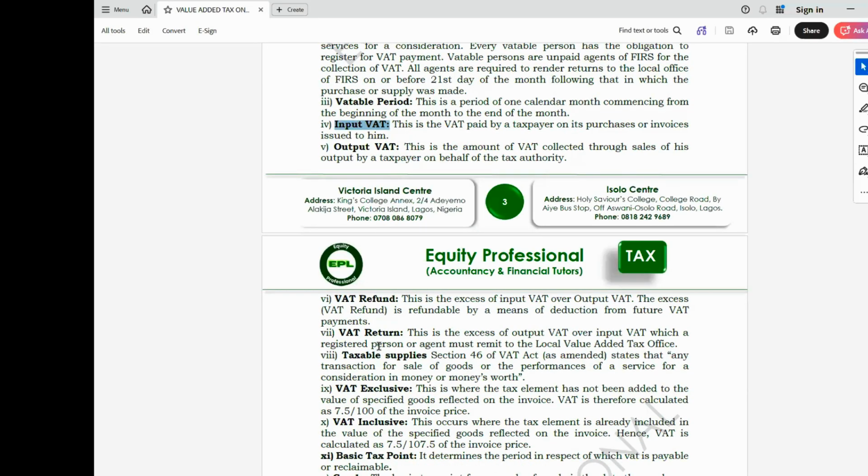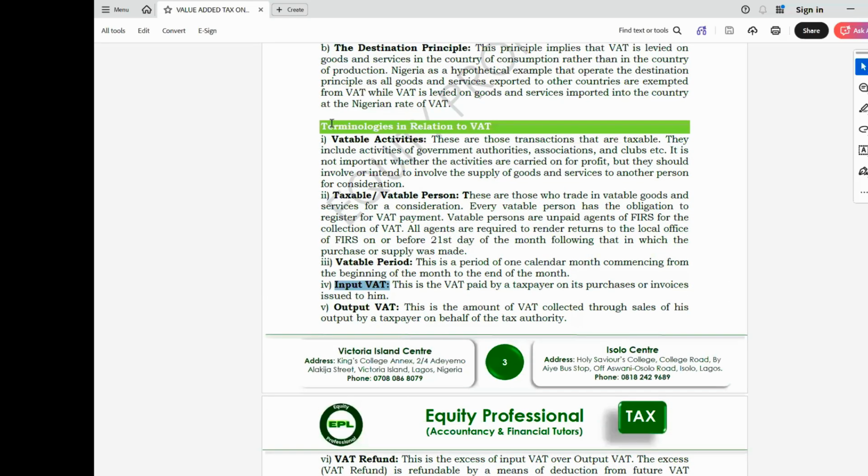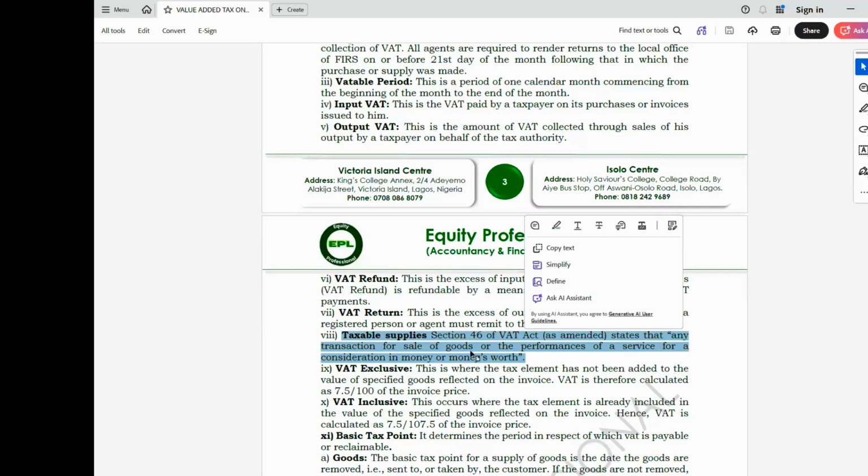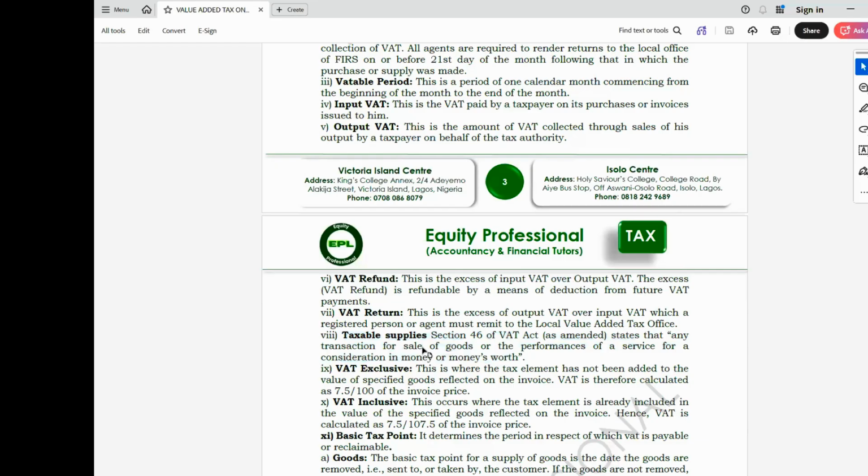Then we have a taxable supply. Any VATable item that you sell for a consideration is called a taxable supply. I told you that we have VATable activities, which are activities that are liable to value added tax. So when you are selling those activities for a consideration, it is called a taxable supply, which is liable to value added tax. You are selling them for an amount, and that amount makes them a taxable transaction that is liable to value added tax.